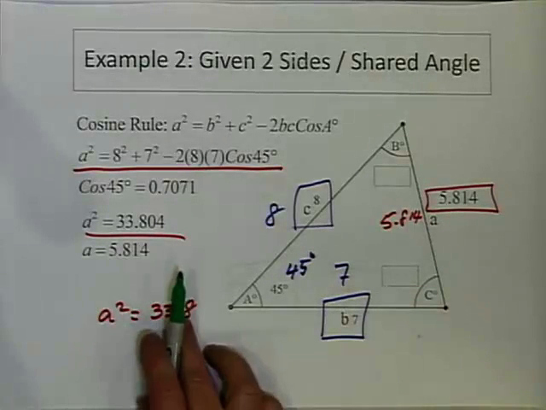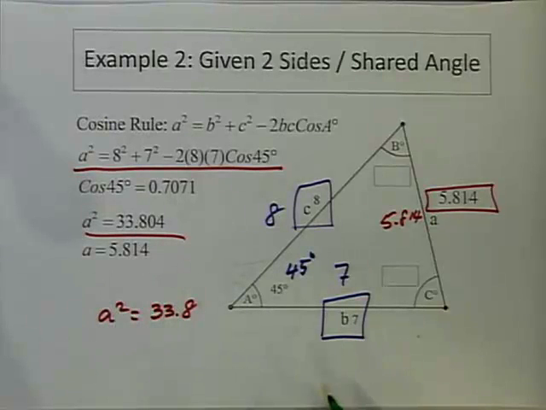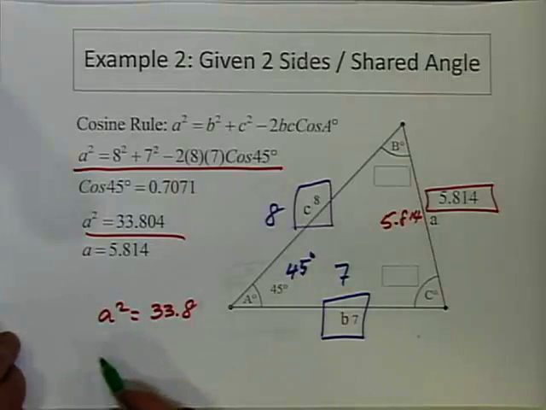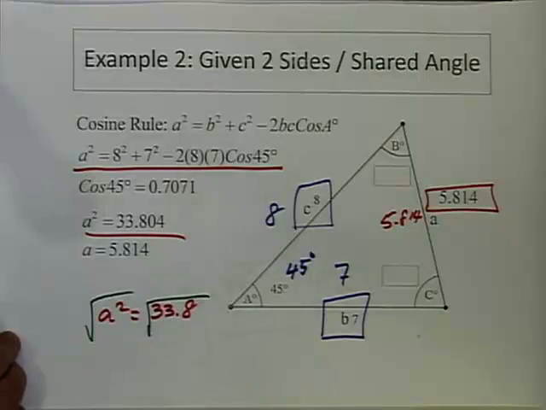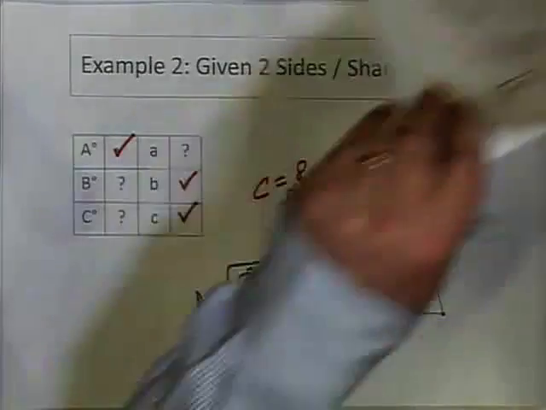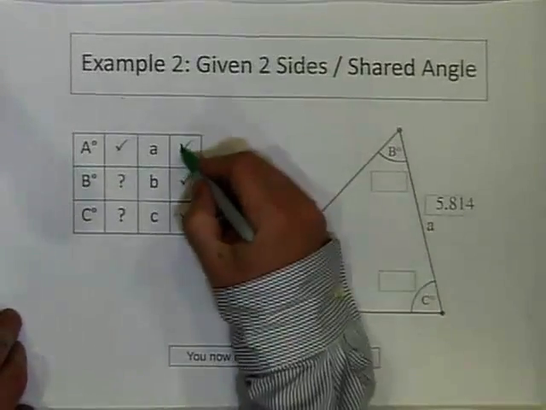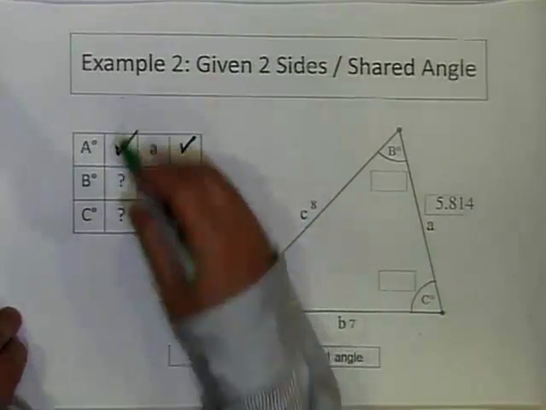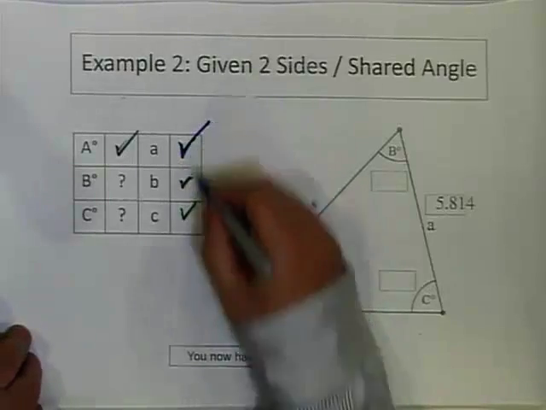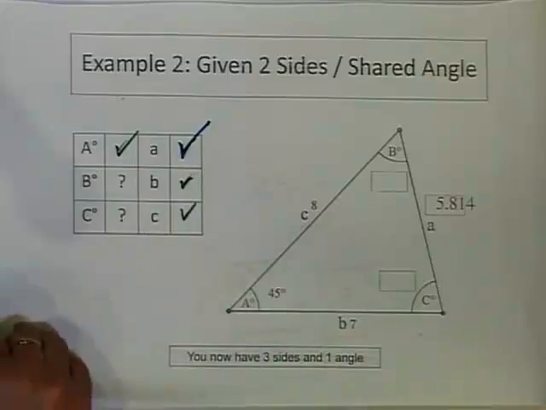But what am I interested in? The length, isn't it? So I know what A squared is, what do I want? A, don't I? How do I get rid of the square? Square root it. Is that okay? So I get A is 5.814. And again after that, here I am. Example 2, I had those before, but now I have the A as well. So I'm up to 4 of them from 3.